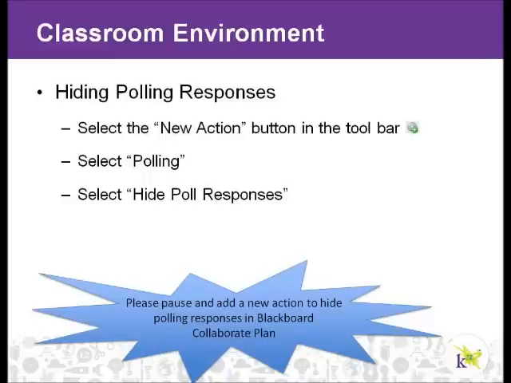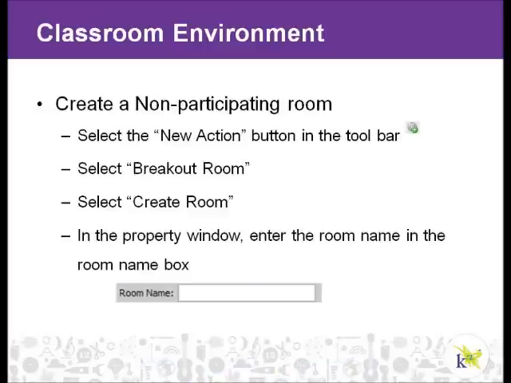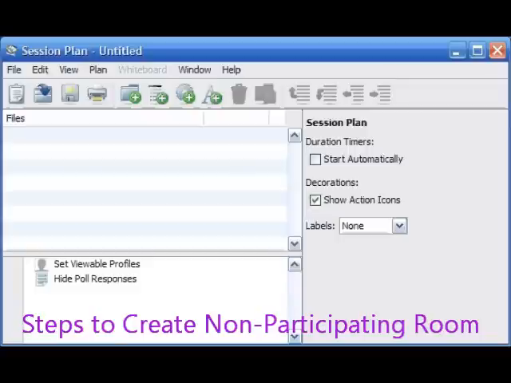At this point, please pause the video and add a new action to hide polling responses in Blackboard Collaborate Plan. Setting up a non-participating student room prior to the start of class demonstrates consistent classroom expectations to students and allows for less intrusive classroom management. To create a breakout room, select the New Action button in the toolbar, select Breakout Room, and select Create Room. In the Property window, enter the room name in the Room Name box.